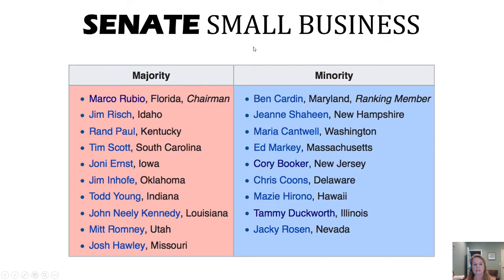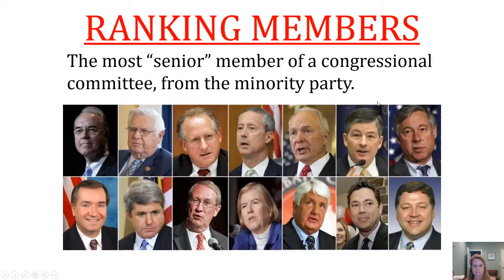Now I want to go back to this because on the next slide it talks about ranking member. So this is the majority, the Republicans. The senior, not age, but been in it the longest, is the chairperson of this committee. And then the minority in that committee, which would be Democrats right here, the senior, been in the committee the longest, is the ranking member. The most senior member of a congressional committee from the minority party.